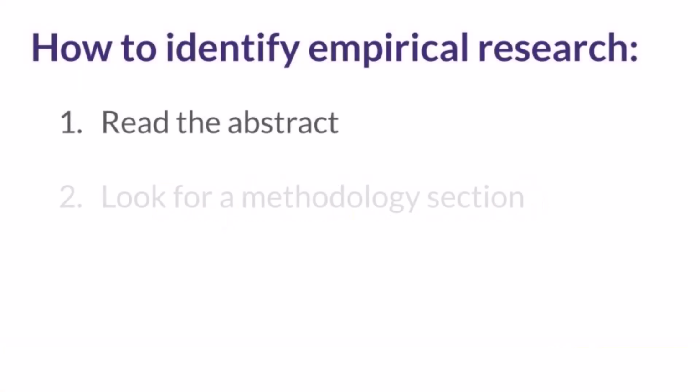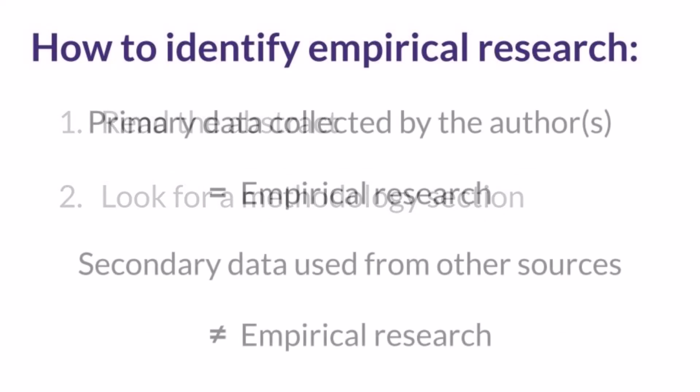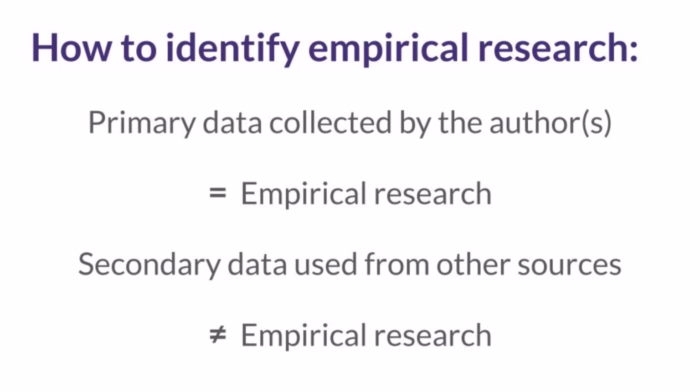Remember, read the abstract and look for a method or methodology section. That's where you'll get the information to determine whether the authors collected primary data themselves or used secondary data from other sources. Good luck with your research!